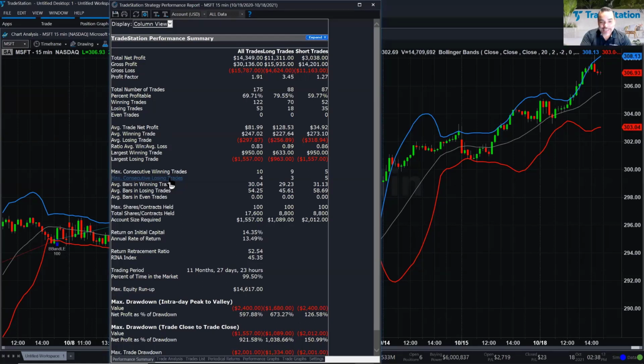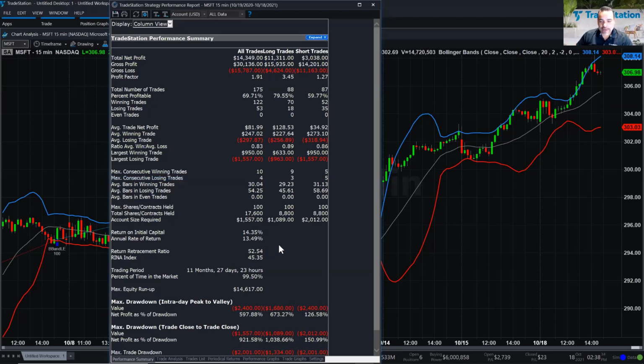And if last year this particular strategy lost 4 times consecutively, it could happen again. It could be worse than 4 going forward. So this is not telling you that this is exactly how it's going to behave going forward, but you have a measure of what happened historically, and you have to be ready for that.